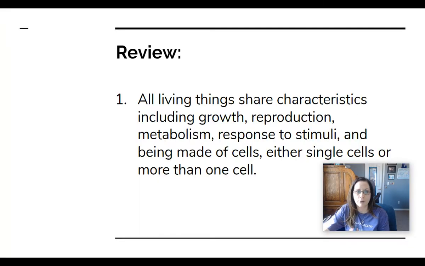So let's review from yesterday. Yesterday we came up with a list of characteristics that we can use to decide if something is living or not living. And on that list we had 5 major things. In order to be living, something needs to be able to grow, right? It needs to be able to reproduce. It needs metabolism, which means that it can take in and get energy through some chemical processes when it eats food. And it has a response to stimuli. And it is, of course, made of cells.